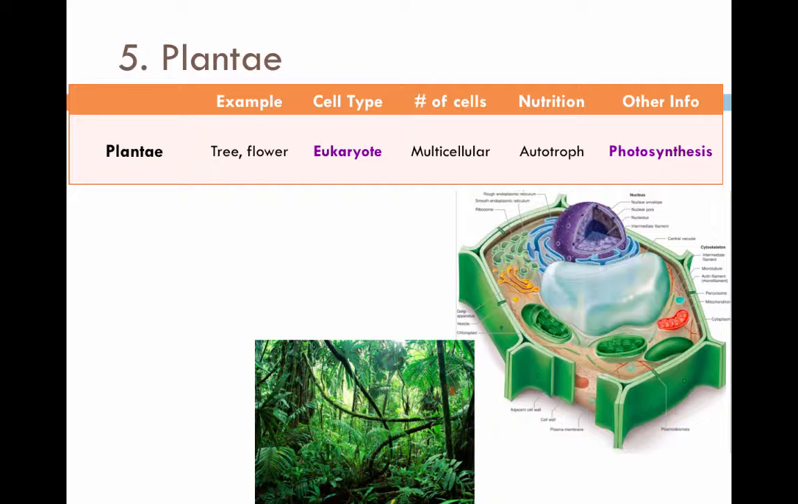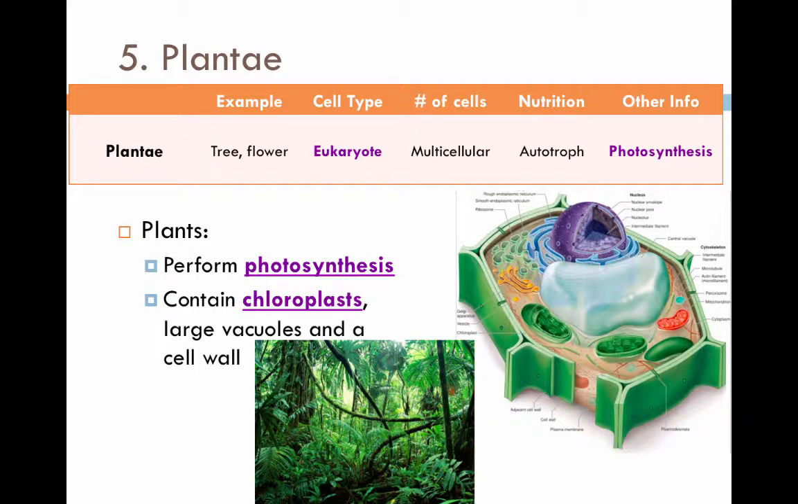The 5th kingdom is Plantae. Examples of plants are trees and flowers. Plants are eukaryotes, multicellular, autotrophic, and they all perform photosynthesis. Do you remember that photosynthesis is a process of taking light energy and converting it into sugar to be used by the plant? This is how plants make their own food. Plants take in water, carbon dioxide, light energy, and make oxygen gas and glucose. Photosynthesis happens in the chloroplast of plant cells. Plants also contain a large vacuole to store waters and salts, and they also have a rigid outside border called a cell wall. This is what makes them different from animals.